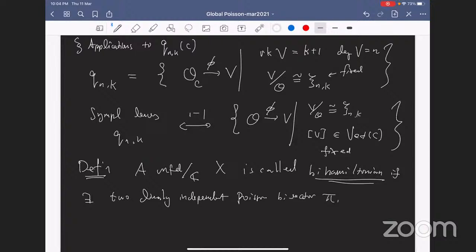Okay, so these are bivectors such that they commute with each other, with respect to the Schouten bracket. Another equivalent way to say that is that any linear combination of pi one and pi two is also integrable. Of course, this is a strong condition because it is a non-linear equation, but it turns out that this notion is very useful in the study of integrable systems, and many integrable systems indeed carry such a bihamiltonian structure.